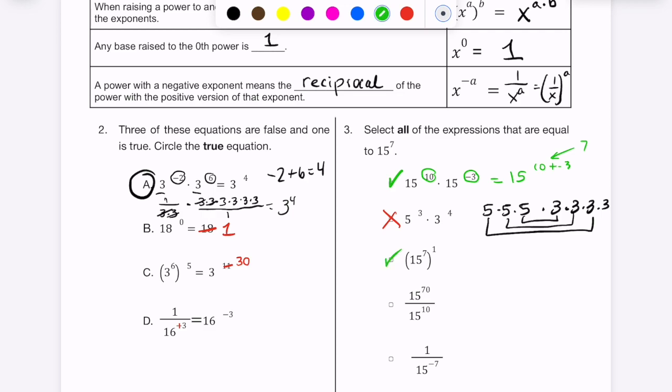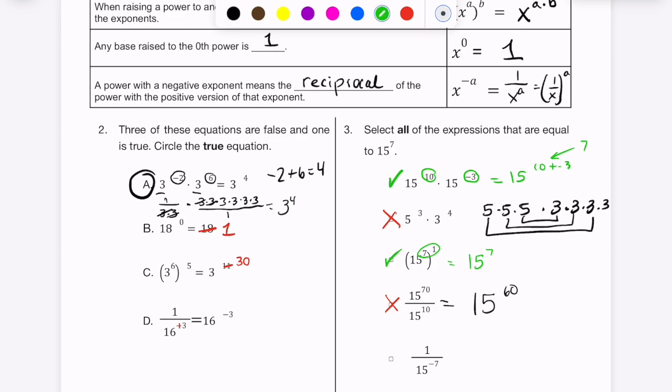Third one is 15 to the 7th power to the 1st power. Anything to the 1st power is just like itself, or you can multiply the exponents, and 7 times 1 is 7. So this is just 15 to the 7th power. This one is not correct. 15 to the 70th power divided by 15 to the 10th power is equal to 15 to the 60th power, because we're subtracting those exponents. 10 factors of 15 would divide away to be 1, and we'd be left with 60 factors of 15.